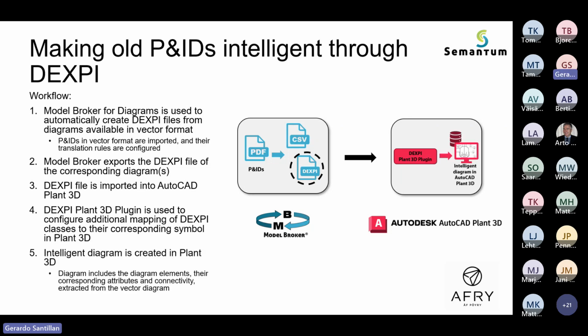And finally, after all this configuration is done, it is possible to have the intelligent diagram. Important to say that this intelligence comes from having a diagram that includes different components, also their attributes, and also different connectivity information.